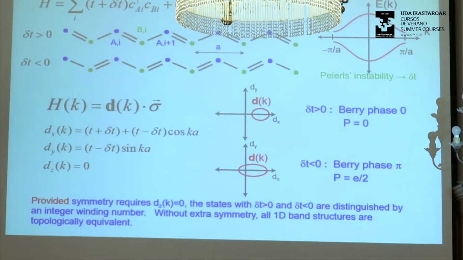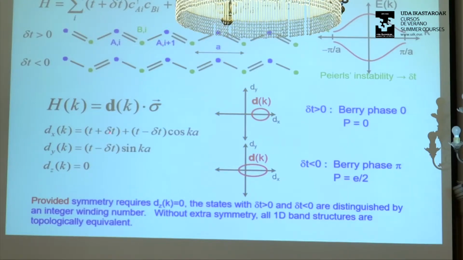This d vector, as I sweep out going from minus pi to pi, is going to go around this loop here. And so if I think about the area that I'm sweeping out, the d vector is sort of going like this, and so it's sweeping out 0 area. The polarization is 0. Okay, and so in this A phase, the polarization is 0.